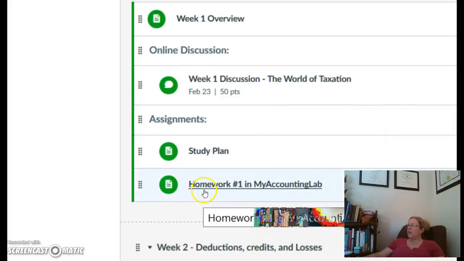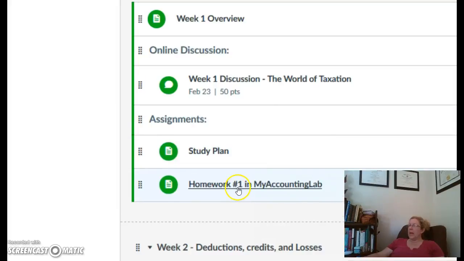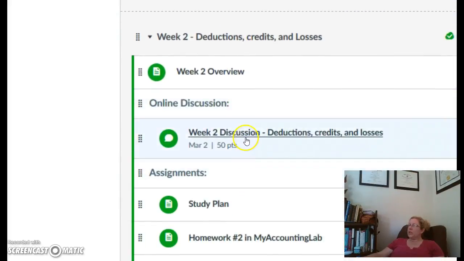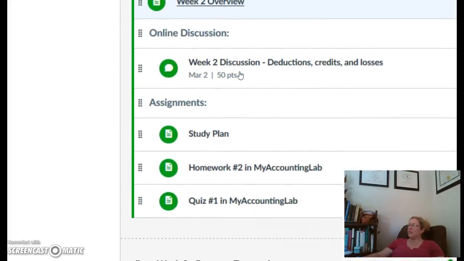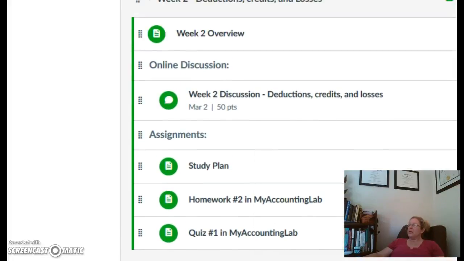And in week 1 you have homework number 1. You'll find it located in the lab. And then we have week 2, which is on deductions, credits, and losses, and it's going to follow the same format. You'll have a week 2 overview, and then the week 2 discussion, the study plan, homework number 2, and then you'll have quiz number 1 in My Accounting Lab. The quiz is going to cover everything that you go over in week 1 and week 2. And so for that reason, I highly recommend you complete the homework before you try the quiz. You do get 2 attempts at the quiz, and the best out of 2 attempts will be your grade.